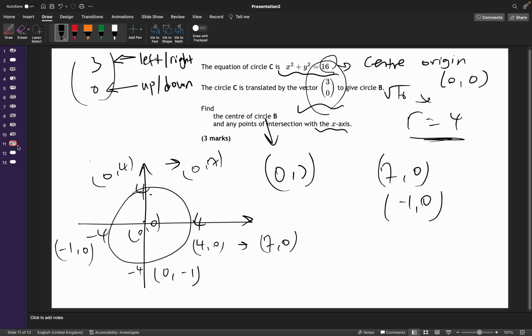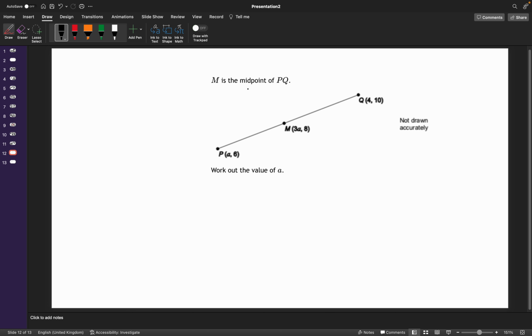That's it. Last two questions. M is the midpoint of PQ. Work out the value of a. How do we find the midpoint? X1 plus X2 divided by 2, and Y1 plus Y2 divided by 2. Let me write that in a smaller way so I have enough space. If you add the x coordinates together and divide by 2, you get the middle number. If you add the y coordinates and divide by 2, you get the middle number, don't you?